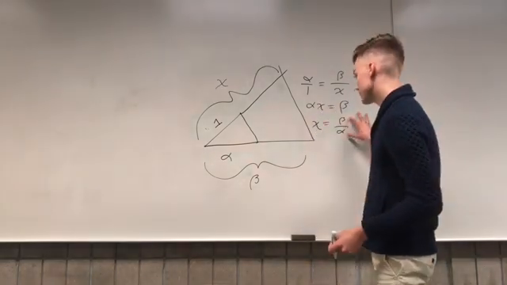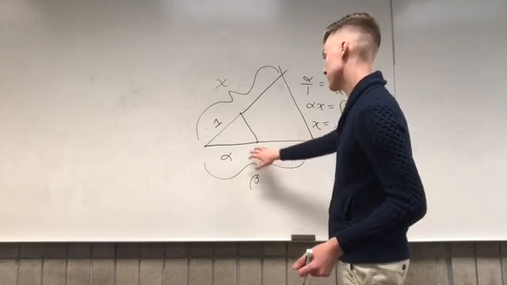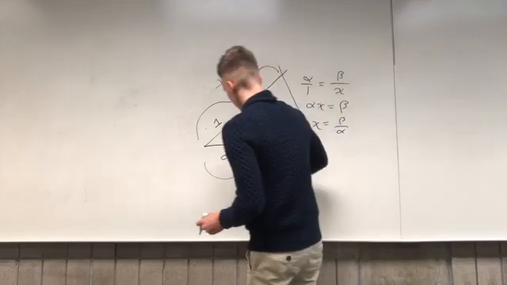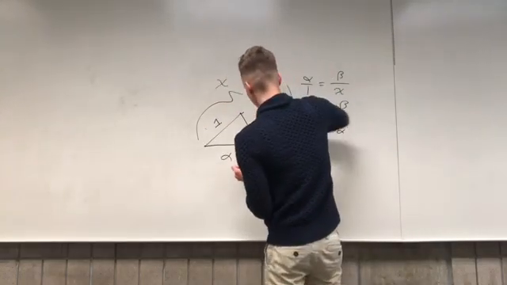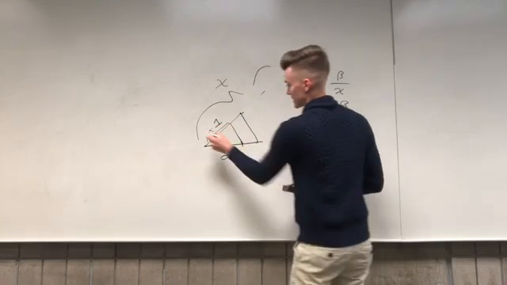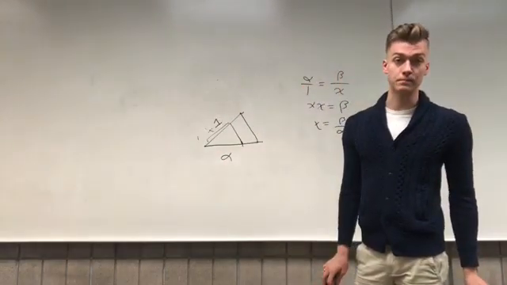This construction does not imply that we can only divide larger numbers by smaller numbers. Had beta been smaller, it would simply end here. We construct a line here. We call this distance x. And the resulting math would be the same.